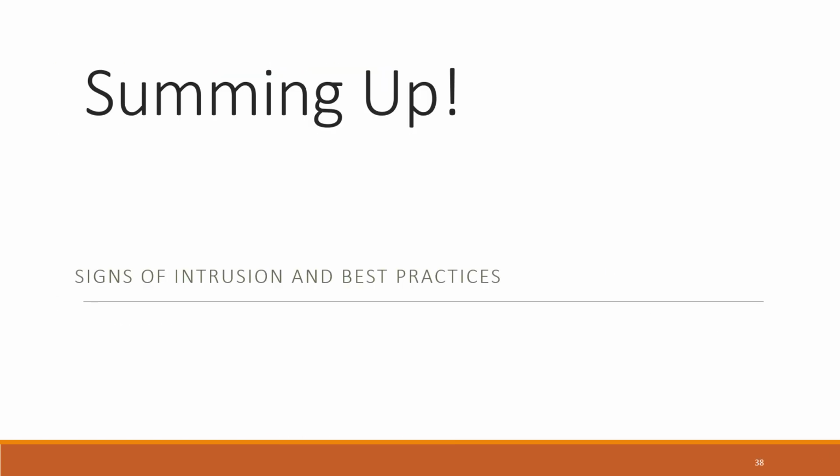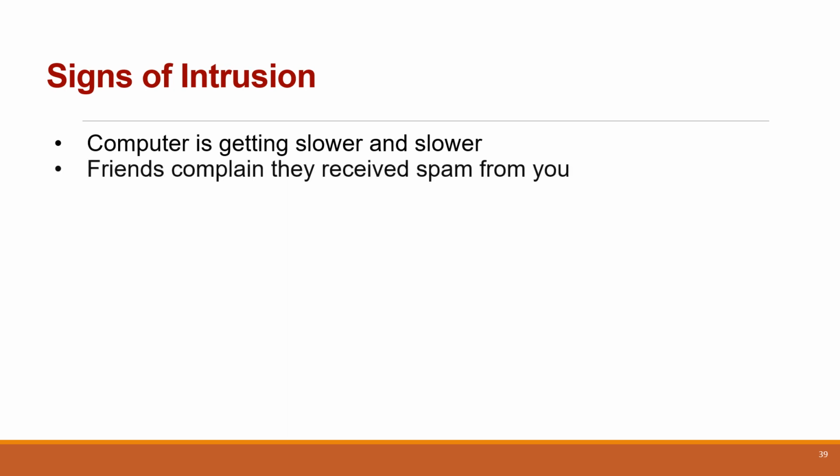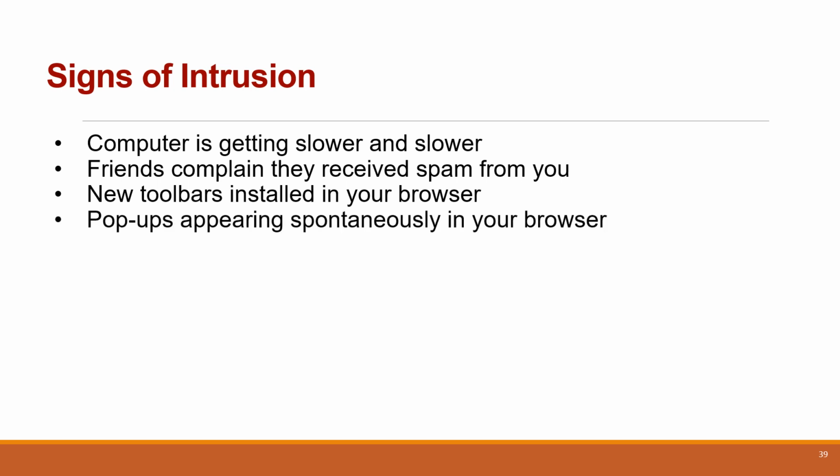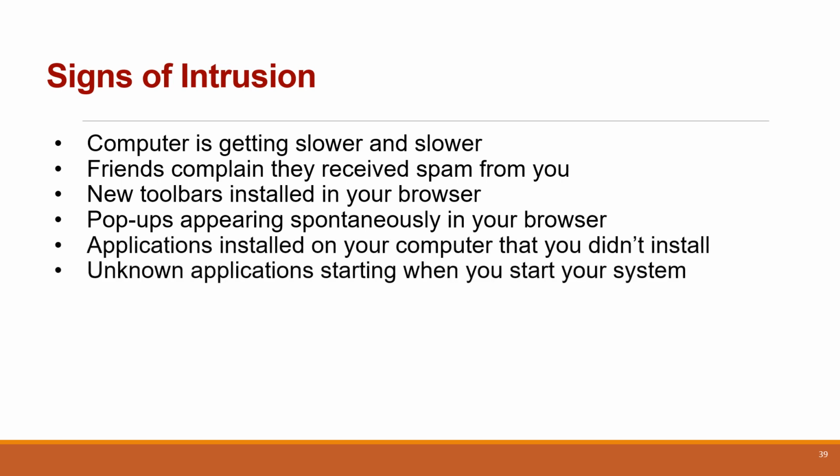We're going to wrap up by talking about signs of intrusion and general best practices. Your system may be affected by malware if you encounter any of the following situations. Your computer is always running much slower than it used to. Your friends complain that you keep sending them spam. You have new toolbars installed in your browser that you don't remember installing. Pop-ups appear spontaneously in your browser. There are applications on your computer that you didn't install. There are unknown applications starting when you start your system.